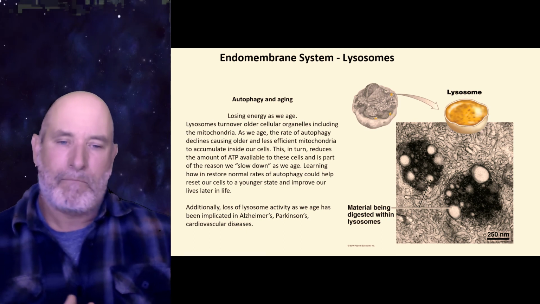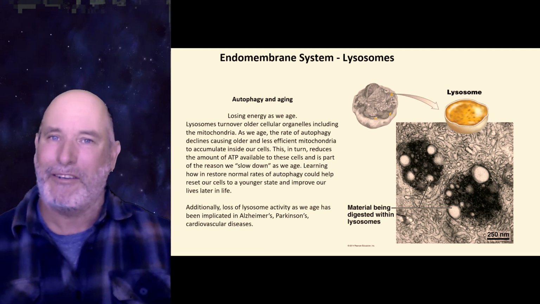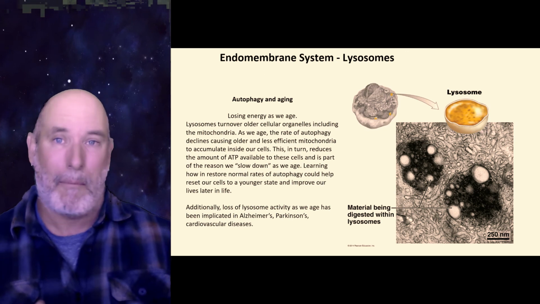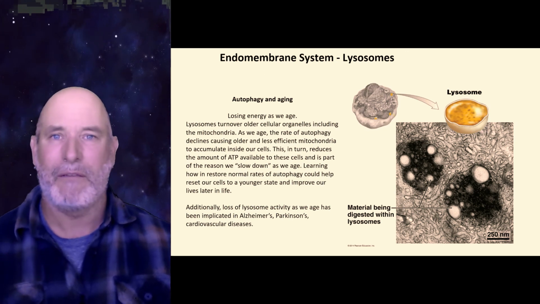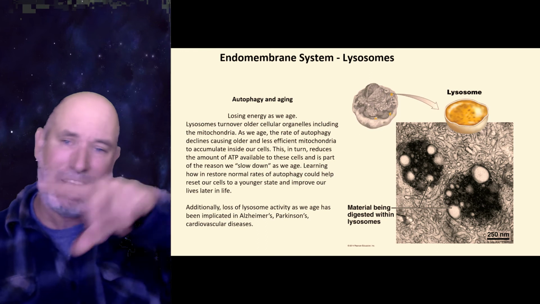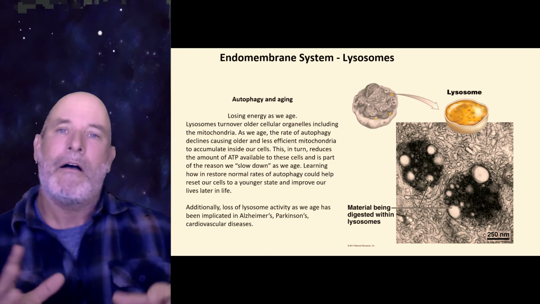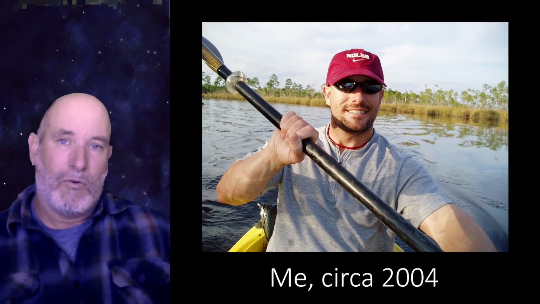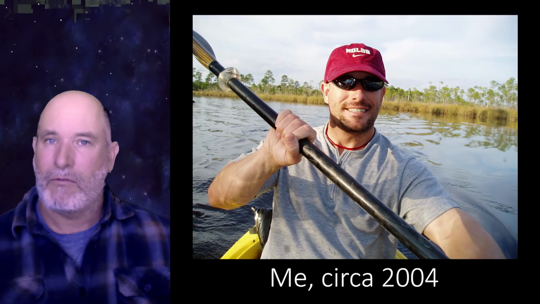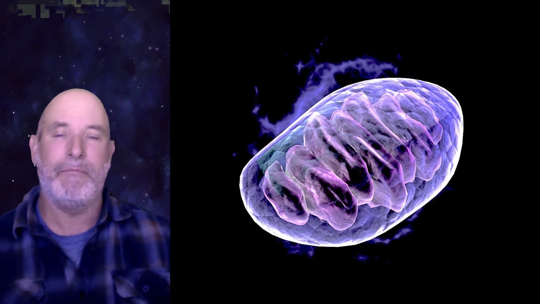Think about it this way. You ever seen a young kid, like a 5-year-old or a puppy, full of energy? You ever seen an old dog or grandparents? The kids are running all around, and the grandparents are sitting in the chair watching them run around. As we age, we tend to lose energy. Well, what gives us our energy? Mitochondria, right? They're making all of our ATP.